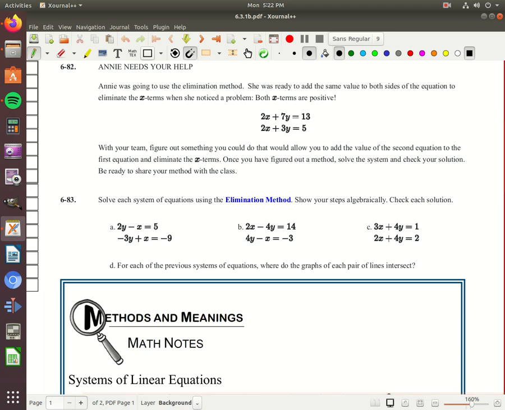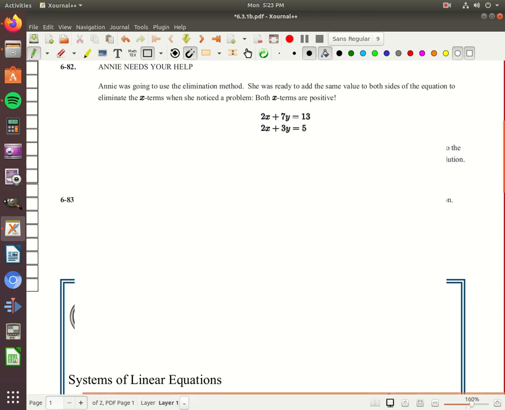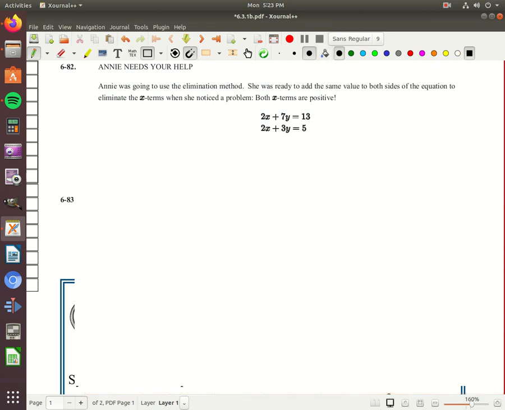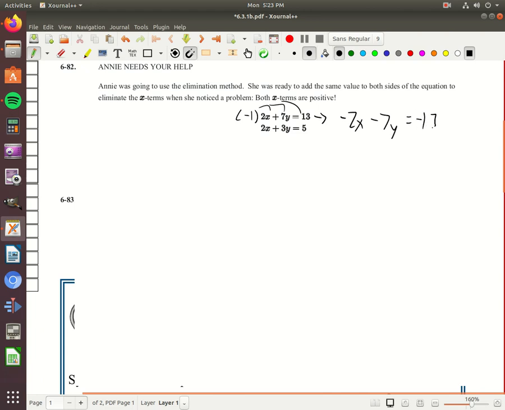So this is what I'm talking about on these. You technically could subtract, but I would strongly encourage you to avoid subtracting. Instead, what I would do is multiply a line by a number, because you can multiply one or both lines. It's up to you. But what if I multiplied the top line by -1? And I have to distribute that negative. So it would be -2x minus 7y equals -13.